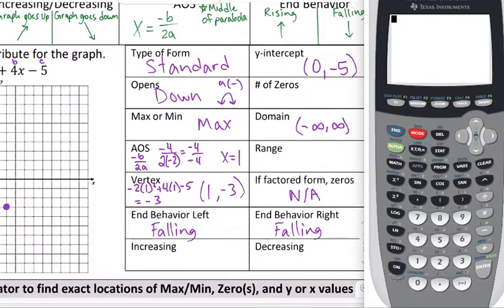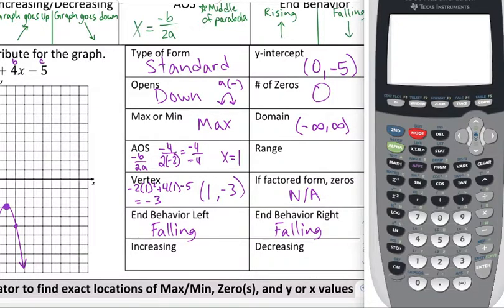Now, number of zeros, all I know at this point is that it's opening down. Well, that's not touching the x-axis, so we're not going to have any zeros. We know that our domain is always negative infinity to infinity. Let's go ahead and plot that y-intercept. All right, and then I can reflect it across my middle line, and we can get a better estimate on what our graph looks like.